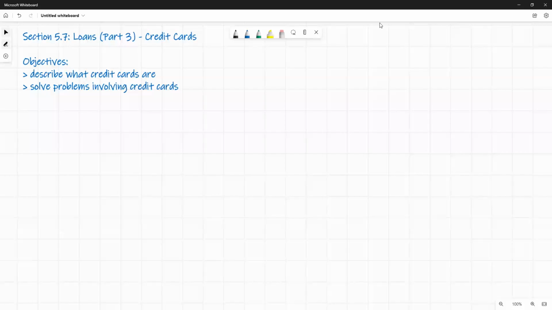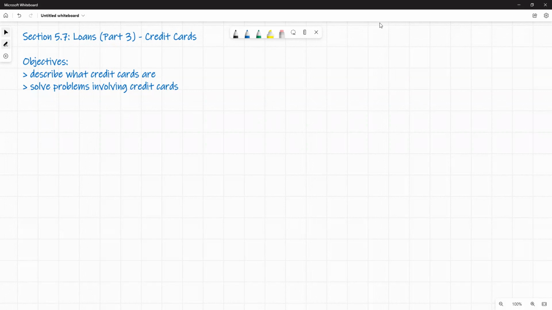Here is our last section for Chapter 5. We're looking at 5.7, which is our third part of our loans conversation. And we're looking specifically at credit cards today. Okay, so we're going to go ahead and describe what credit cards are for those of you who have heard of it, maybe you don't know exactly what the difference between a credit card and a debit card is. And we're going to solve problems involving credit cards.